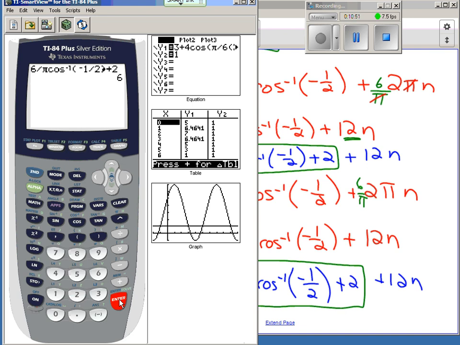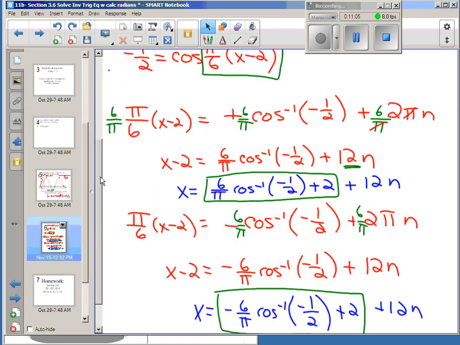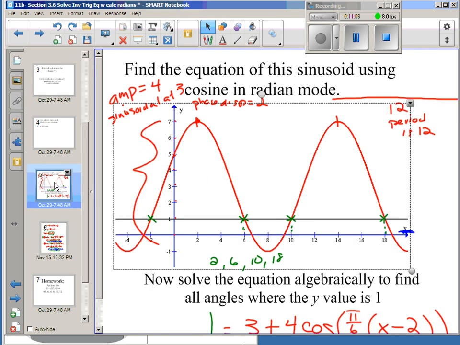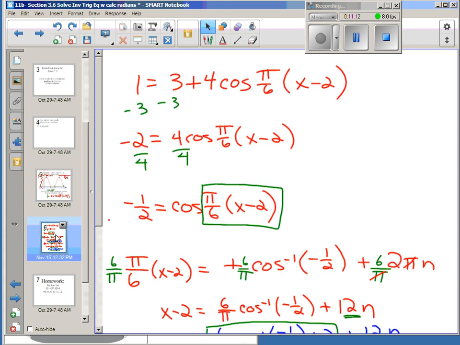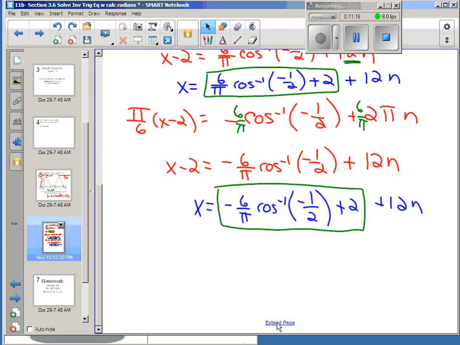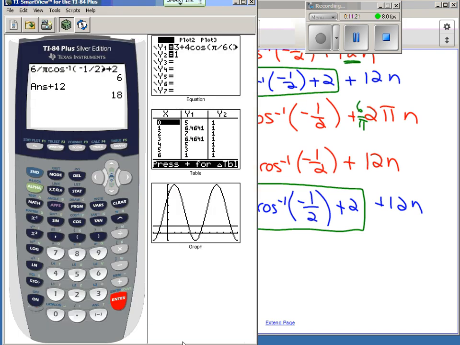And then I can get more answers by adding and subtracting my period. 18. I think that's as far as I went. Maybe I needed to subtract. 6 minus 12 would get me -6, although I don't know if it said what answers I was looking for. So anyway, I have my general solution. My general solutions are already there. If I need them on a specific interval, I could start doing more or fewer, depending. I could keep going if I needed to. But there I have two answers, 6 and 18.